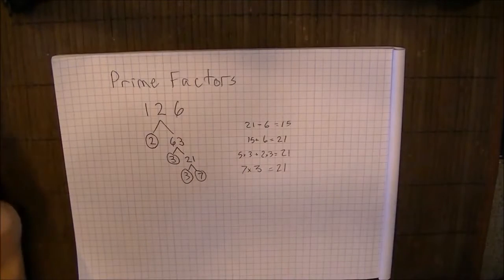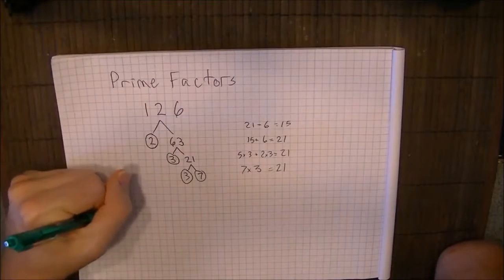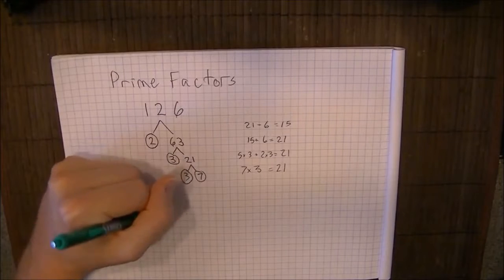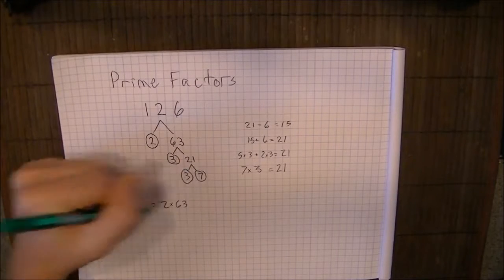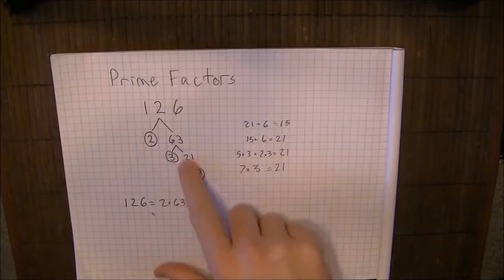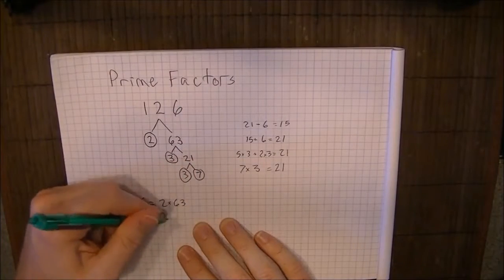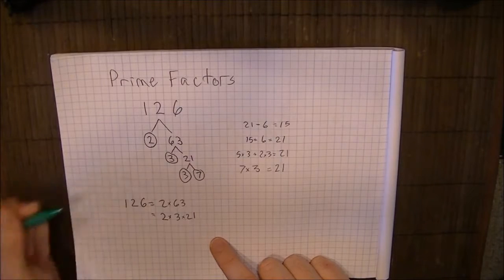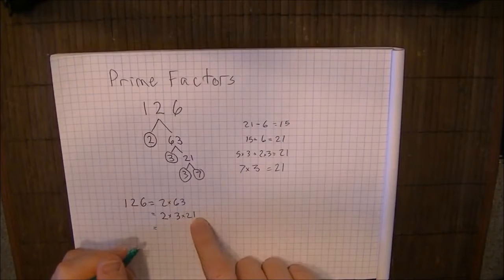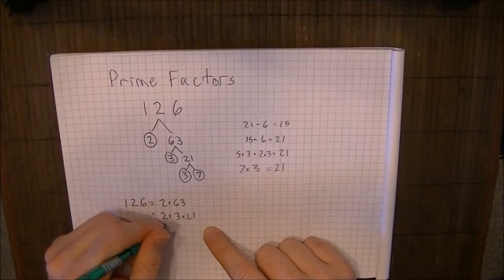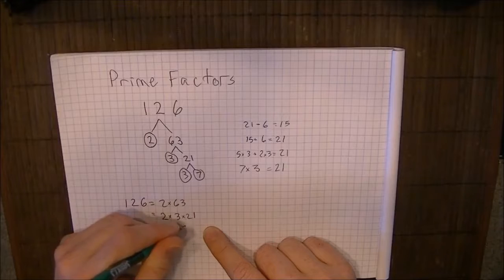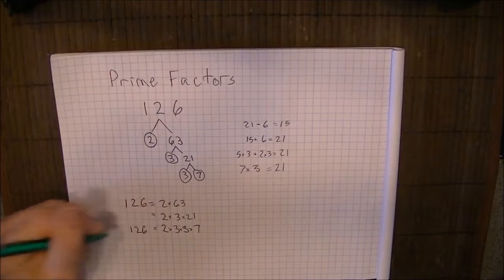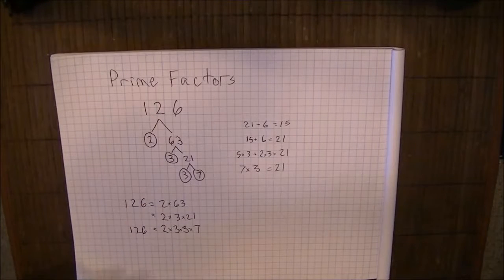So what have I got here? I've now said that 126 is equal to 2 times 63. And then I said that 63 is 3 times 21, so I can rewrite this as 2 times, rather than 63, I can write this as 3 times 21. But once again, I said that 21 is equal to 3 times 7, so this is 2 times 3 times 3 times 7.